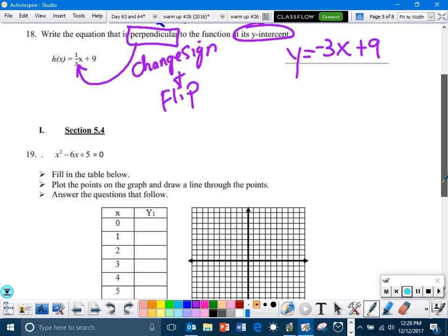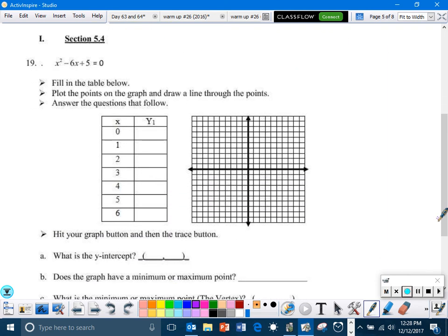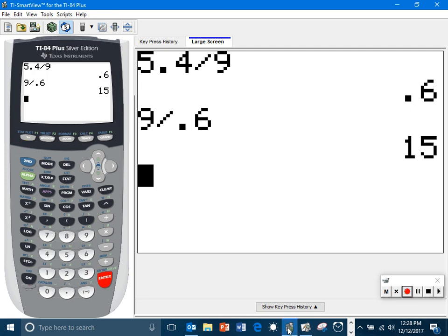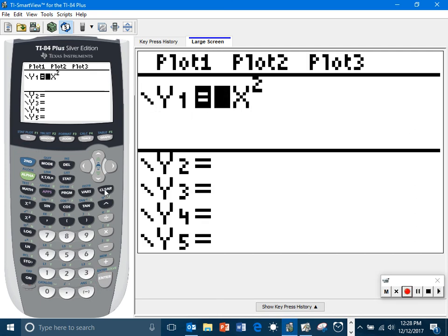All right, moving on. Section 5.4. Fill in the table below, plot the points on the graph, and draw a line through the points. Answer the questions that follow. All right, so this is where we need our calculator. So the first thing we're going to do is go to our y equals, clear out anything that's in there, and type this equation.